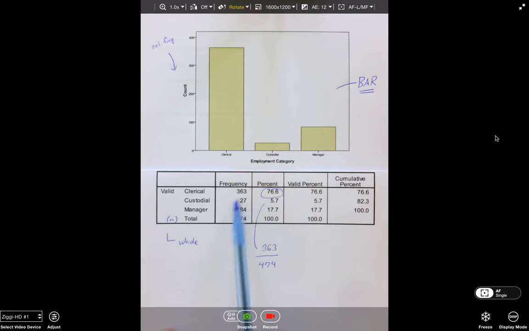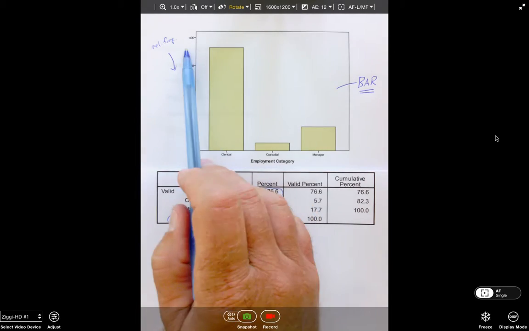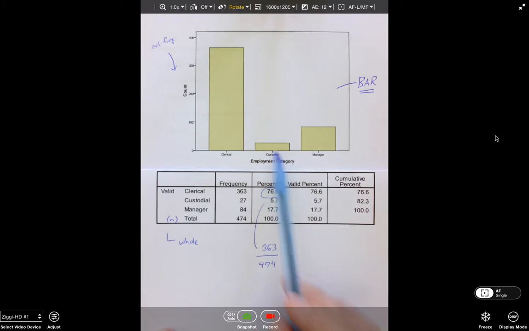But you can see that there were 363 clerical, so they make the bar go up to 363. There were 27 custodial, so they come to 27, and 84.